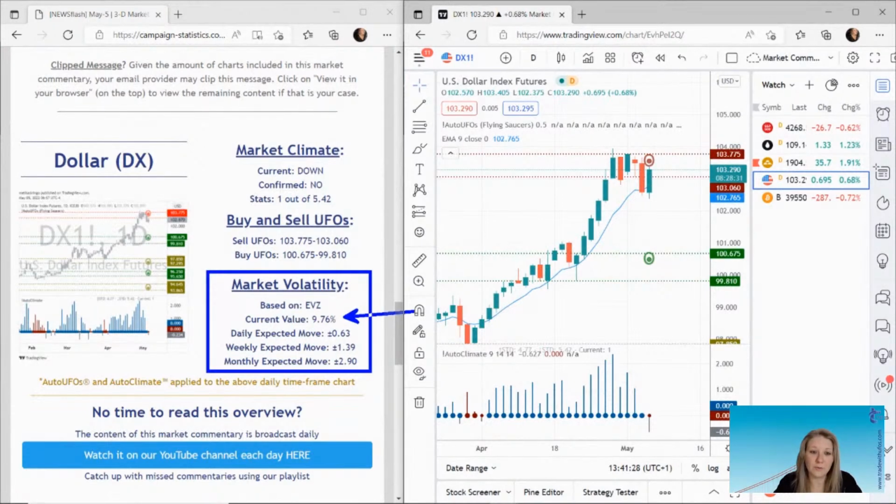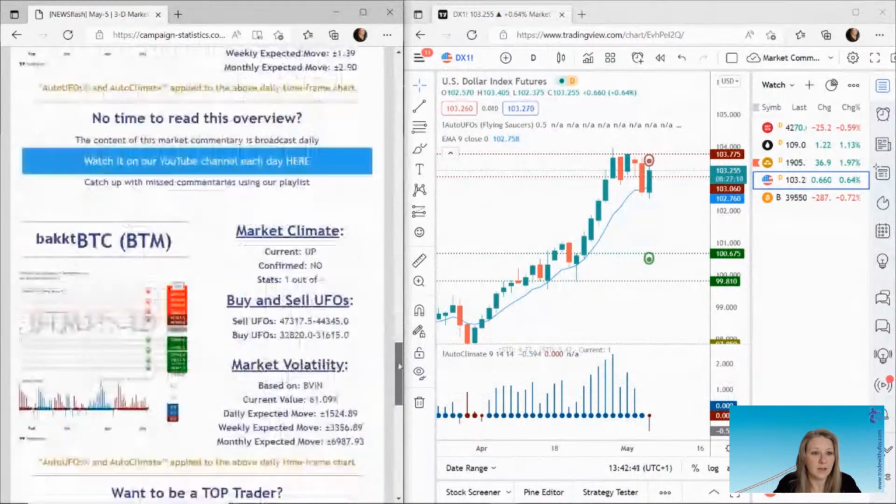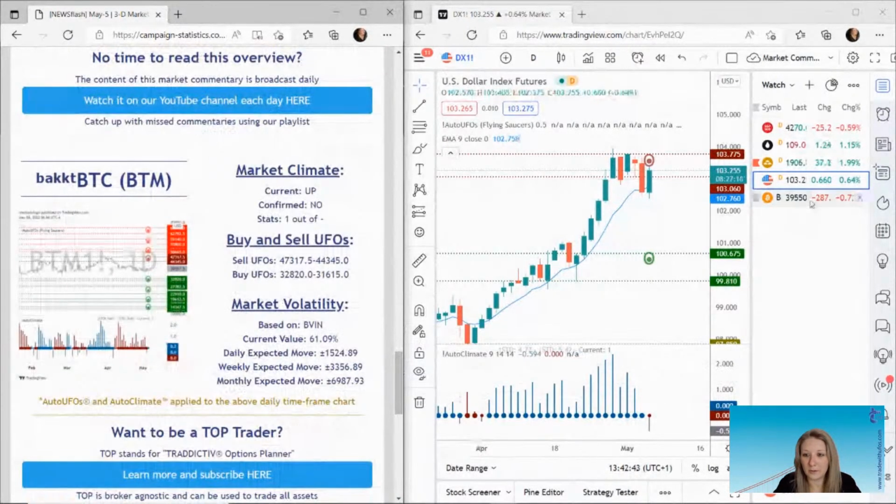Volatility, we'd expect movement up or down in a year of 9.76%. In a day, that's 0.63 points. In a week, 1.39 points. And in a month, 2.9 points. So that's the US dollar. Last but not least is bakkt Bitcoin.